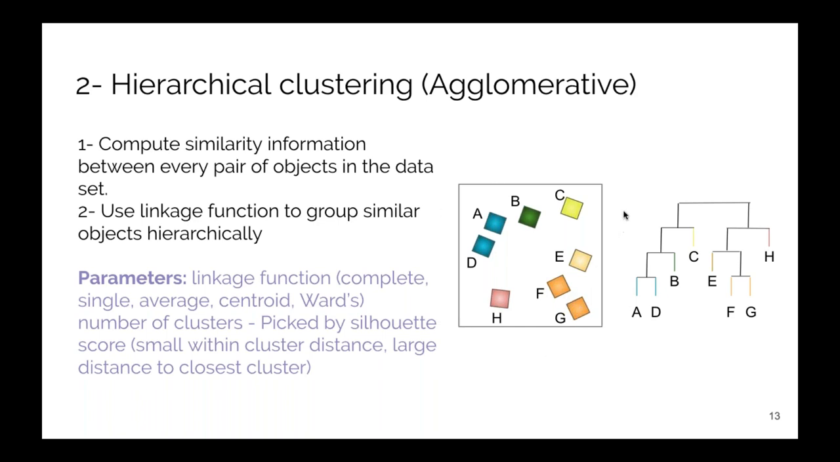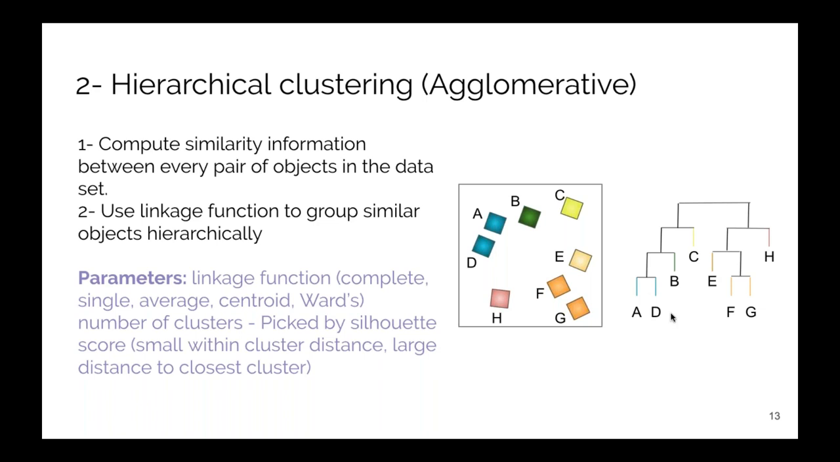So on this example data set, if you measure the distance between all points to all points, you'll see that the closest distance is between points A and D and F and G. So these get clustered together initially. And then continuing that way, we see that B is closer to AD and E is closer to FG. So they get clustered in a second step. And you keep going on until you can construct the entire tree, which is also called a dendrogram.